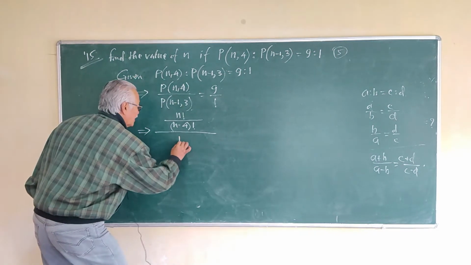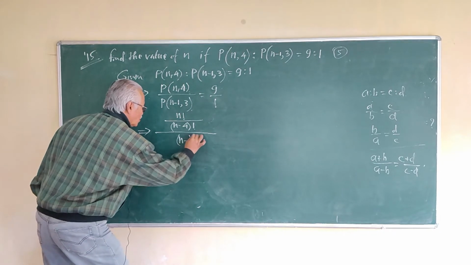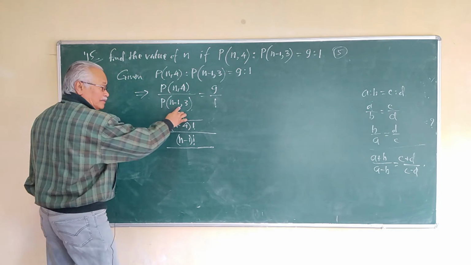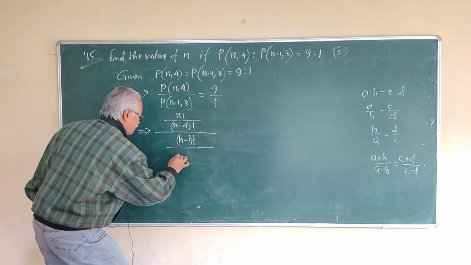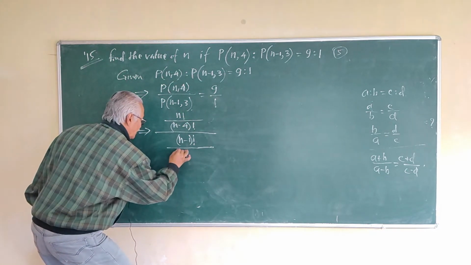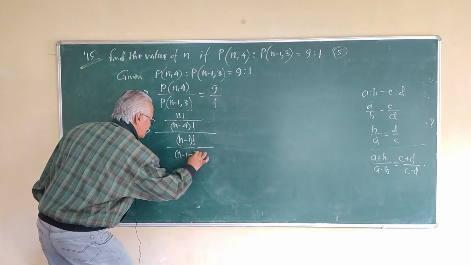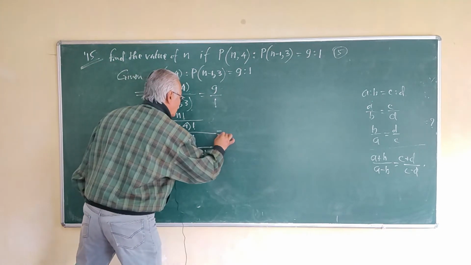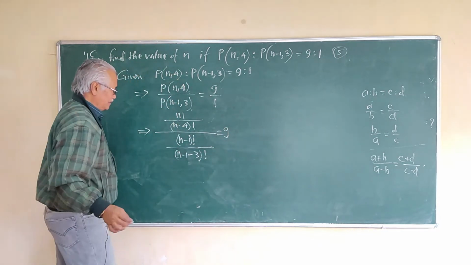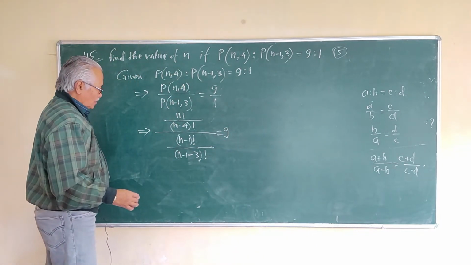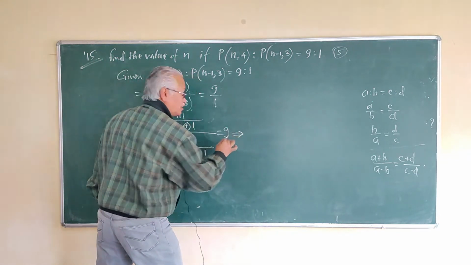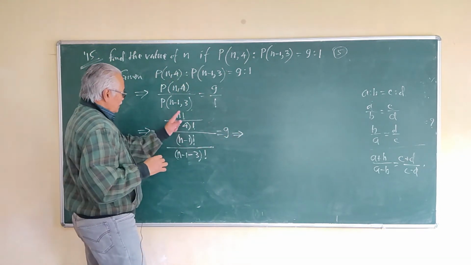It will be n minus 1 factorial over n minus 1 subtract 3, n minus 1 minus 3 factorial. That is equal to 9. Right? Okay. That gives us what? Let me continue here.